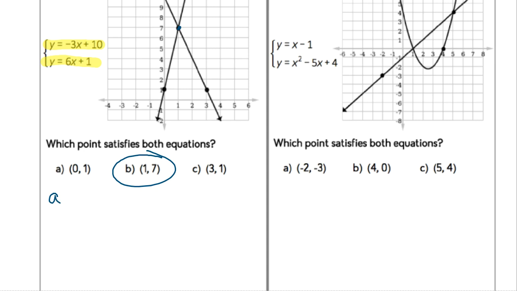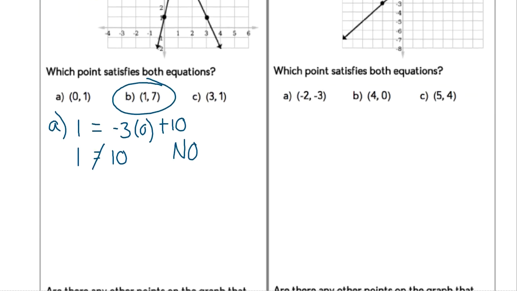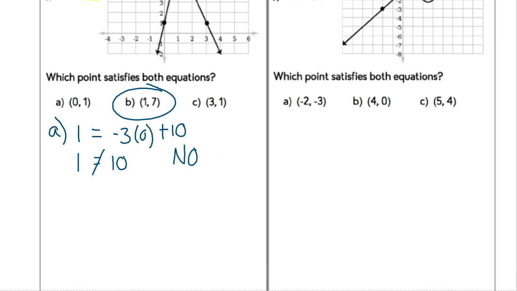So for A, if I plugged in the point 0, 1, I would have y equals negative 3 times the x plus 10, and I would see that 1 equals 10, and that is not true. So that's how we know that first one is not a solution. Then checking our work on the second one, for B, I would have that 7 equals negative 3 times 1 plus 10. That would be 7 equals 7. So it works for that one.